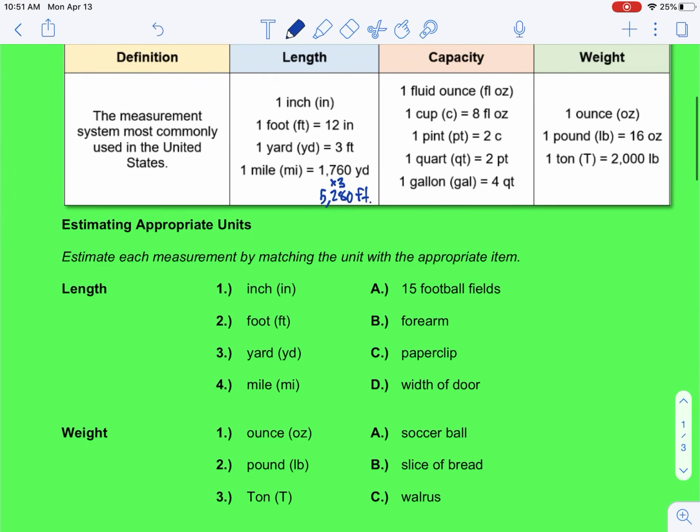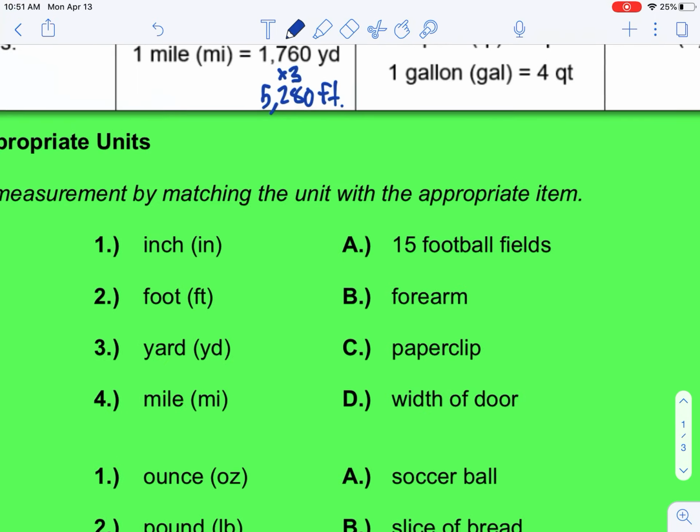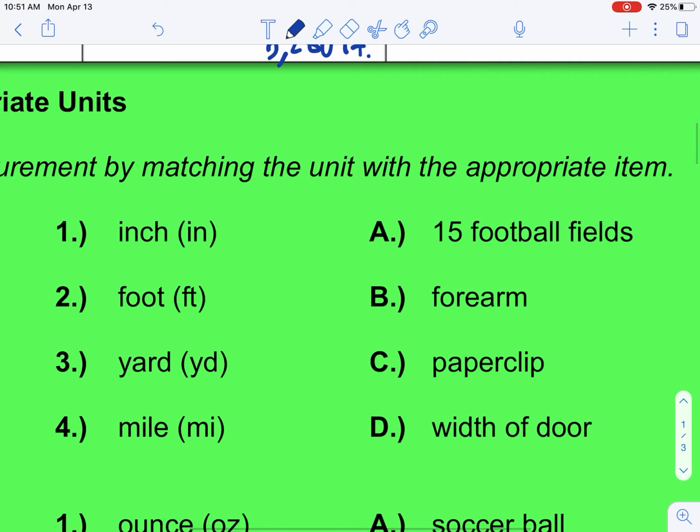So let's take a look at estimating with appropriate units first. We're going to take a look at length first. We want to know what the distance of each of these things is. So my choices are 15 football fields, forearm, paperclip, and the width of a door. An inch is about the same length as a paperclip. So it's pretty small, or maybe you could say like the tip of your thumb. That's about 1 inch from the tip to the first knuckle.